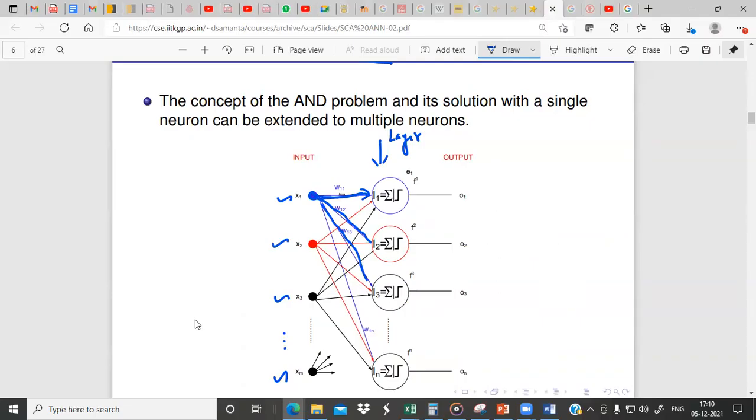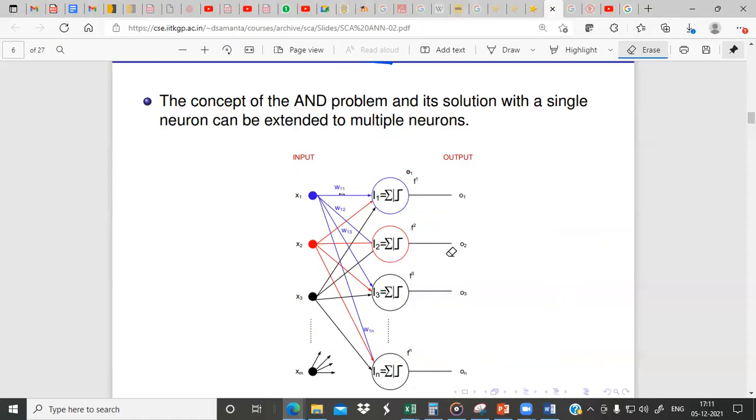Such a network is called a fully connected network. It is not necessary that it should always be fully connected, but if all the inputs are connected to all the neurons, then such a network is called a fully connected network. More generally, if the output of one neuron is connected to the input of all the neurons of the next layer, then such a network can be called a fully connected network.